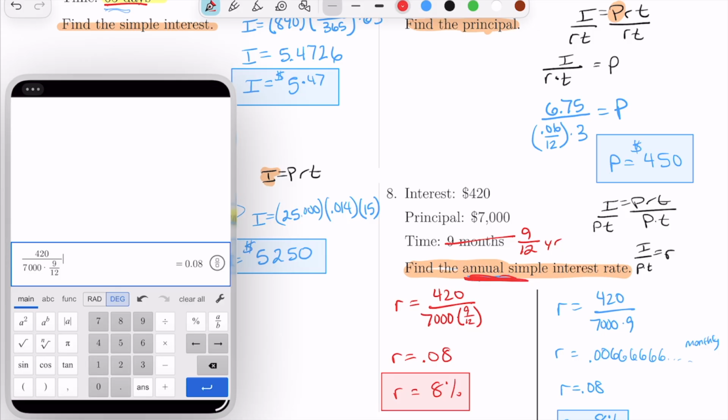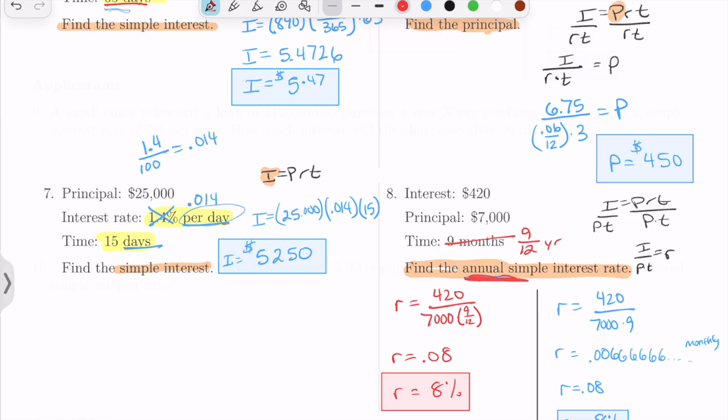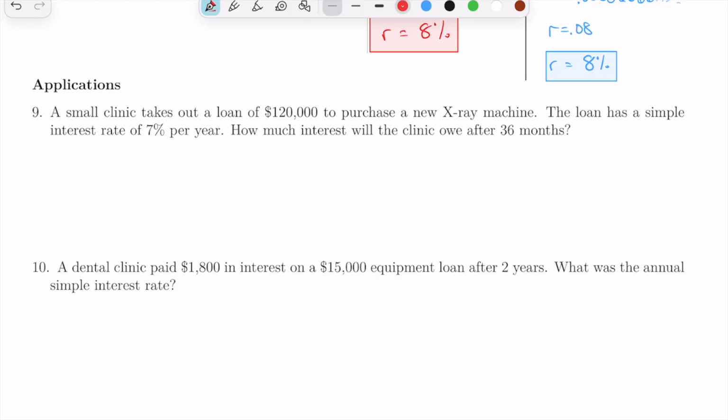That's just fine. A small clinic takes out a loan for $120,000 to purchase a new x-ray machine. The loan has a simple interest rate of 7% per year. How much interest will the clinic owe after 36 months? Notice that those time frames do not seem to match. So the first thing that I'm going to do is take this 36 months, and I know that there's 12 months in a year. That means that this will be 3 years.